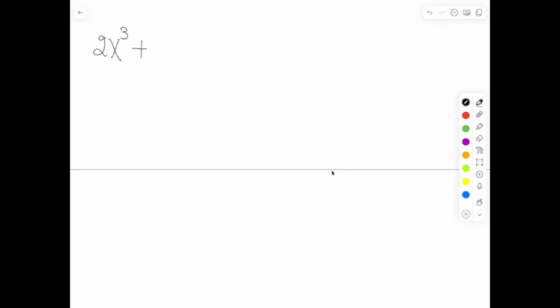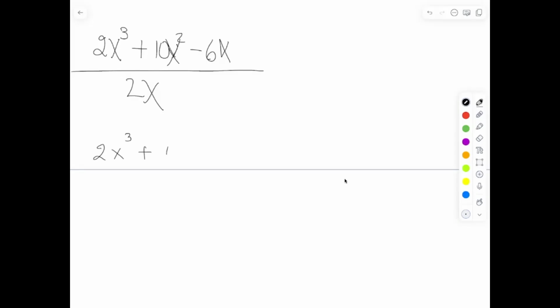2x to the third plus 10x squared minus 6x over 2x. Ooh la la, this looks a little interesting. So we have a trinomial in the numerator, and we have a denominator with a monomial. Let me tell you how to break this down, or does anybody know how to do this? No? Okay. No problemo. Look at what we're going to do here.